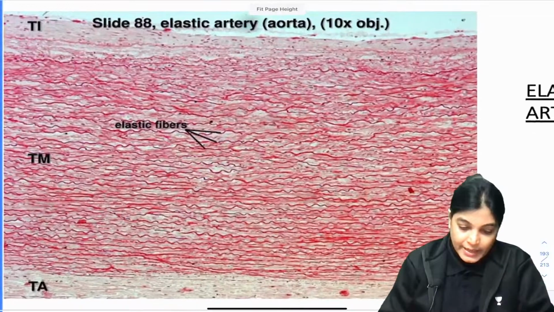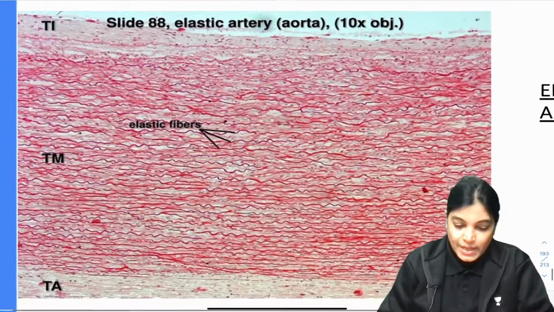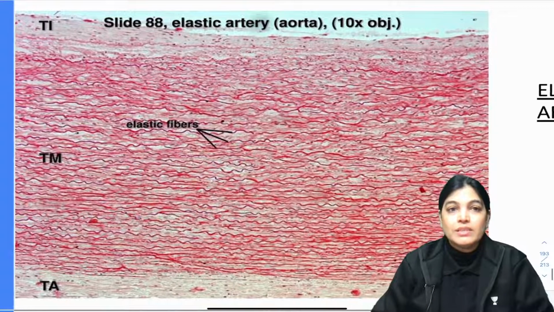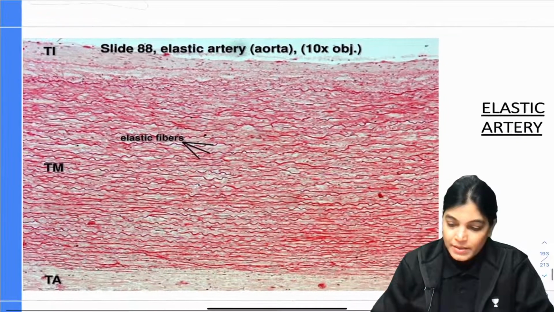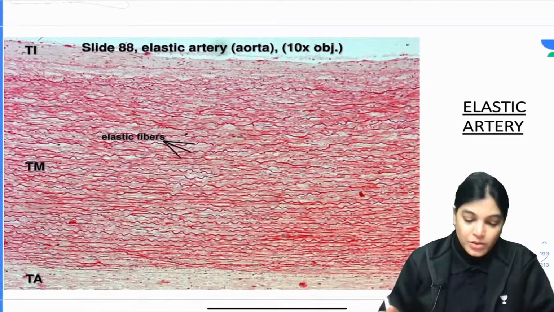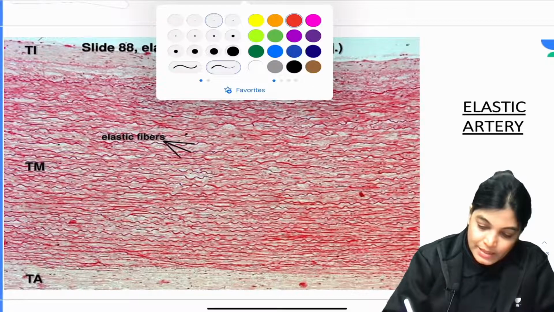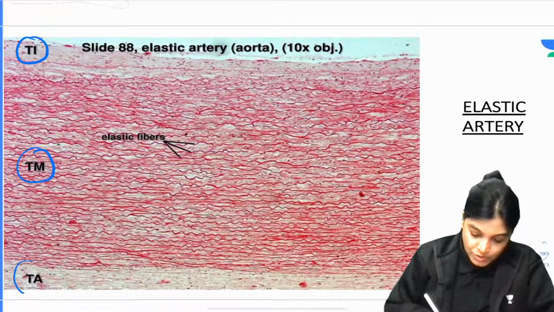Let me just highlight this diagram. See, elastic arteries are quite large, so even at 10x the whole slide cannot be seen. Now you can see the innermost layer which is clearly seen in this diagram is tunica intima, this is tunica media, and this is tunica adventitia.